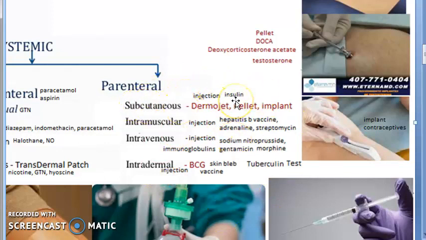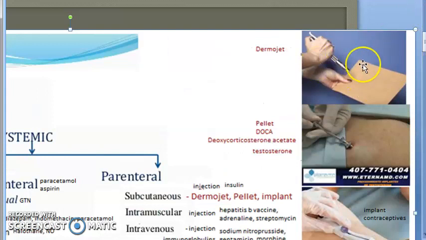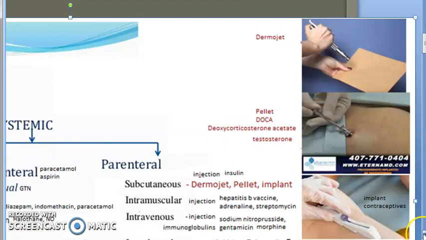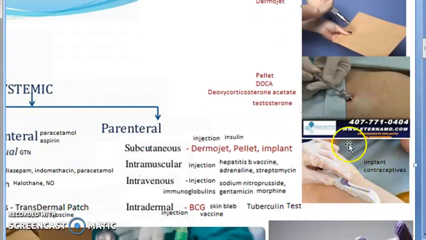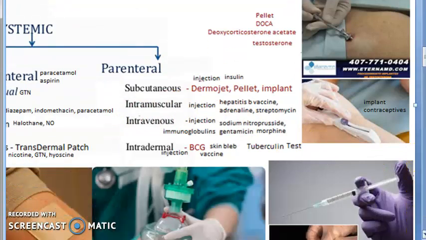Subcutaneous injection, insulin. Don't forget, these people take insulin injections. Then you have dermojets like this one, where it's not exactly an injection, but at a force it is sprayed and it will go and deposit into the skin. Then you have pellets. You can give steroids and testosterone in this way. Implants, like this one, for contraception. Intramuscular injections, like adrenaline in emergency. Streptomycin is an antibiotic, intramuscular.